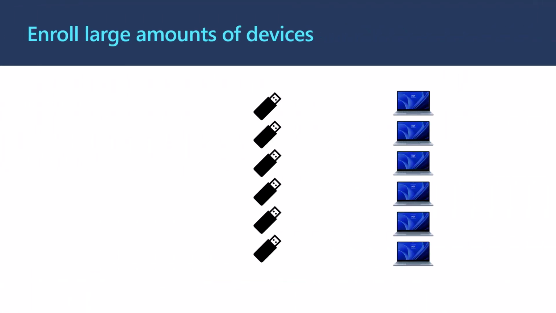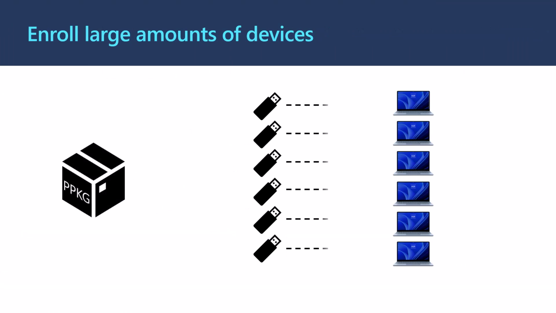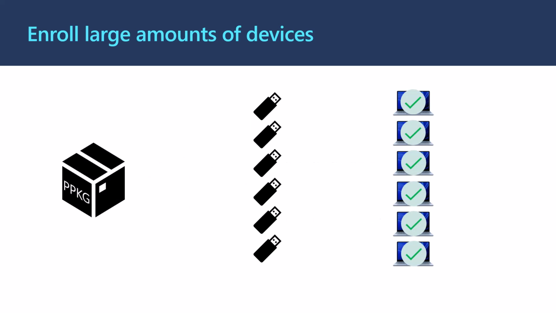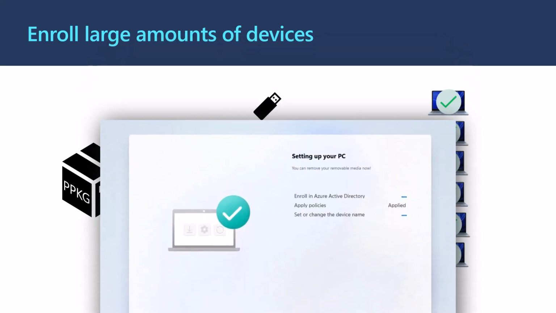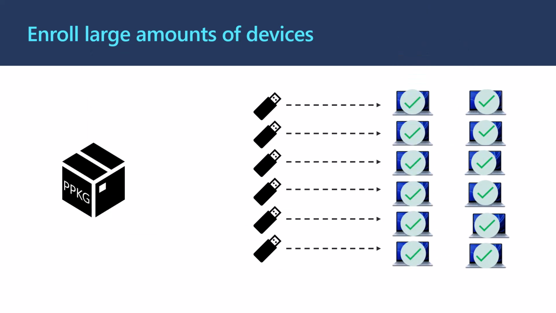In our demo, we copied the PPKG to one USB drive, but you can copy the PPKG to as many USB drives as you need so that you can use it on multiple devices at the same time. Also, during enrollment, the USB drive only needs to stay inserted until the screen says the removable media can be removed, allowing you to remove the USB drive from that computer and move on to the next one.